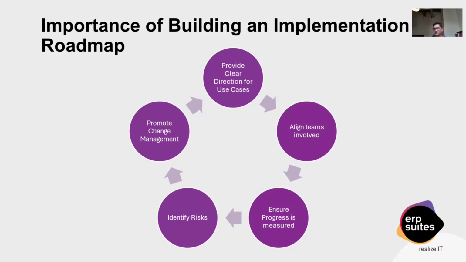Ensure progress is measured. Again, we're not going to really show it today, but ensuring you have really key milestones, a great timeline with key objectives that are hit and who is involved in those objectives is also very important when building out an implementation roadmap.